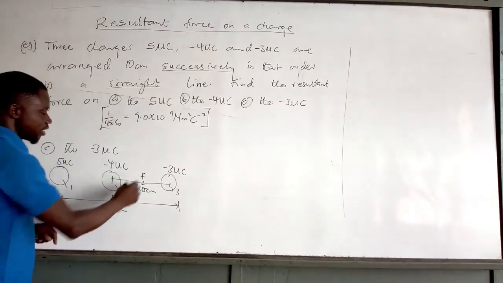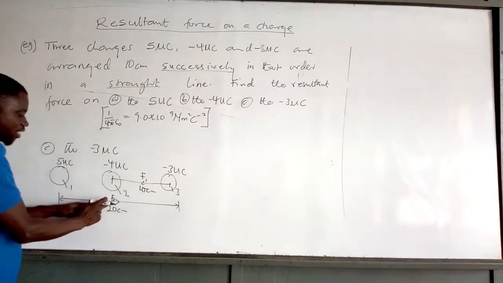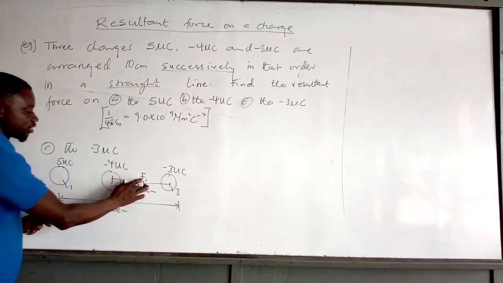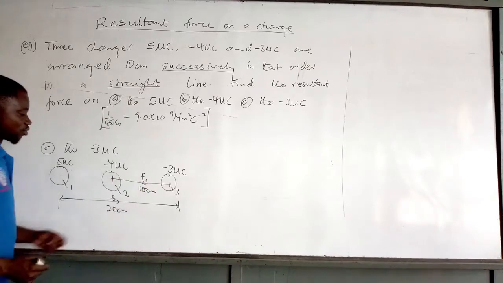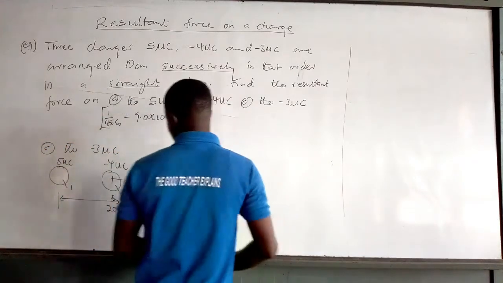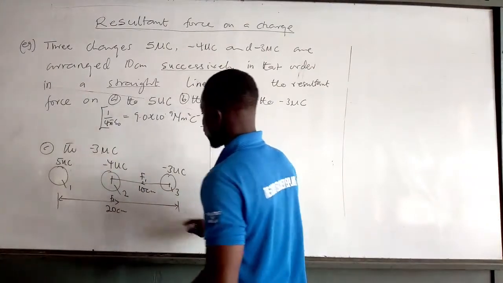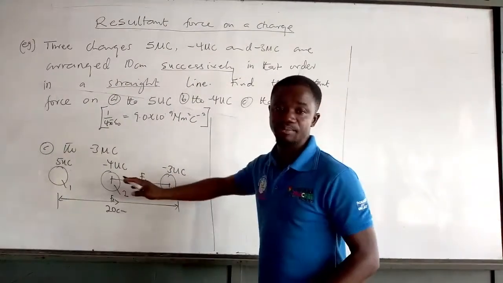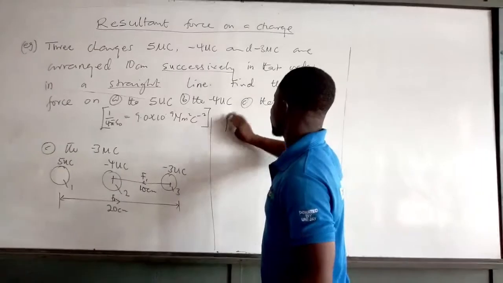Now you can see that the two forces, F1 and F2, are acting in opposite directions. Because they are acting in opposite direction, we will subtract the smaller force from the bigger force. So let us see how we go through this one. This is our diagram. So we look for F1.